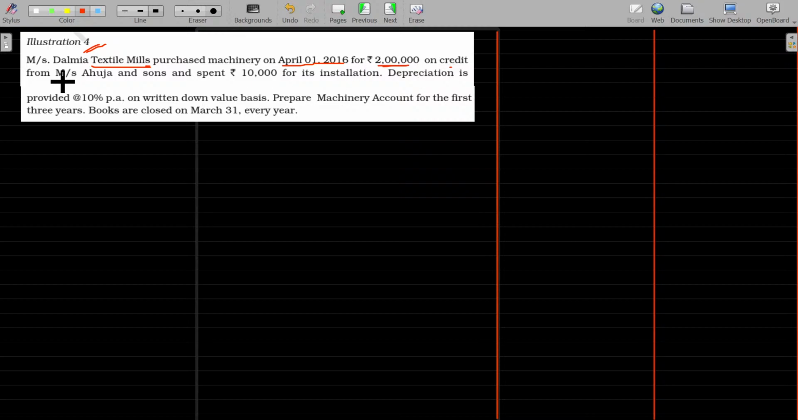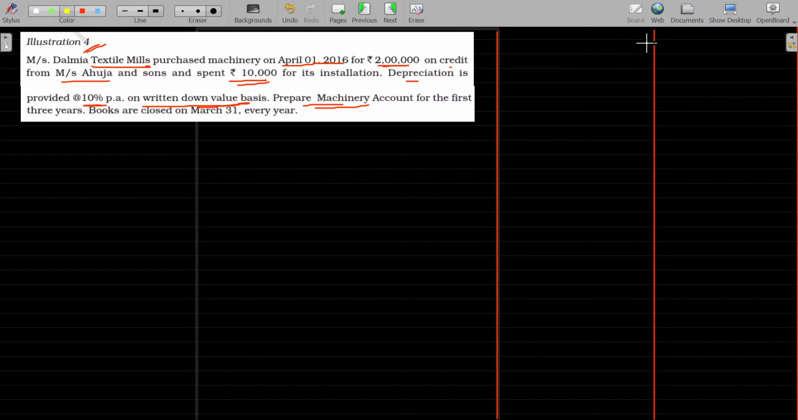On credit from Messrs. Ahuja and Sons and spent rupees 10,000 for its installation. Depreciation is provided at the rate of 10% per annum on written down value basis. You are supposed to prepare only the machinery account here for the first 3 years.